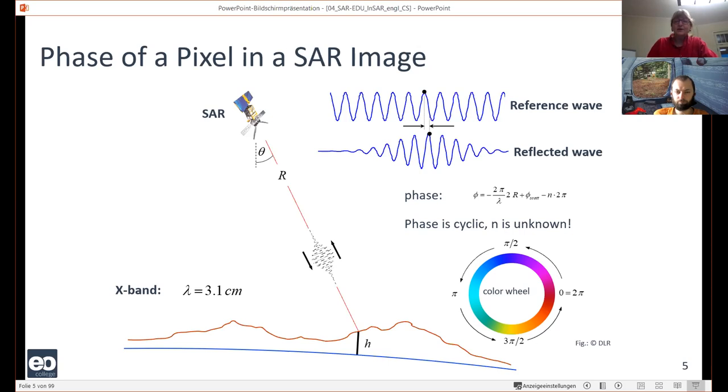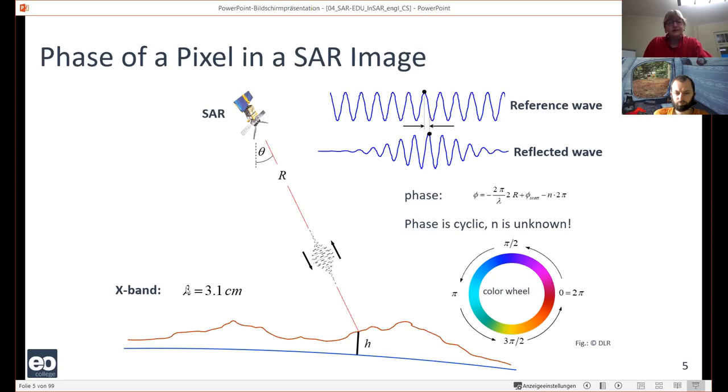And since we are always looking at repetitions of that amplitude of the phase, now we describe what is indicated here as this difference to a reference wave in π, 0 to 2π, and then it starts again.